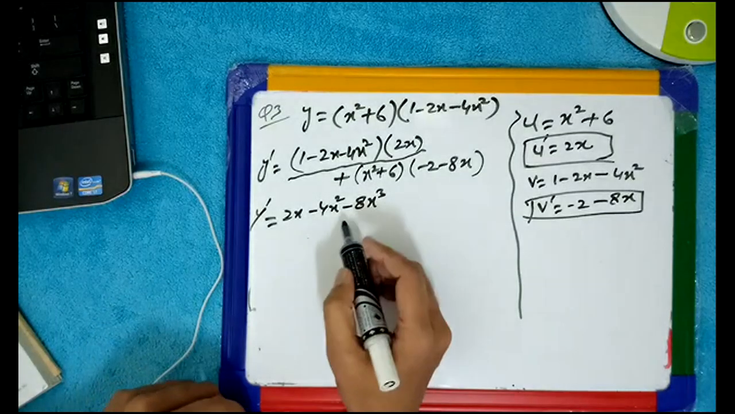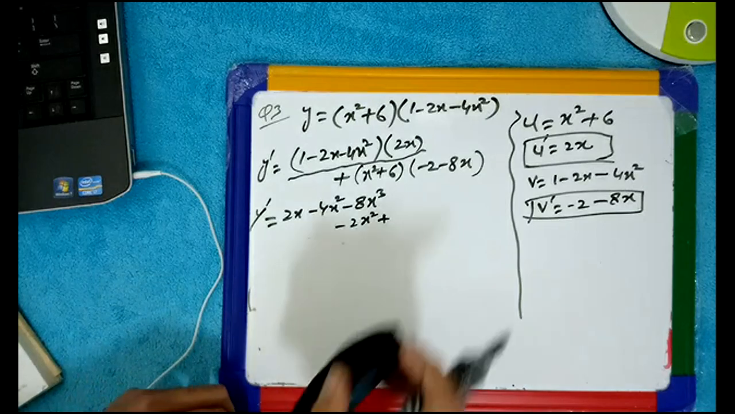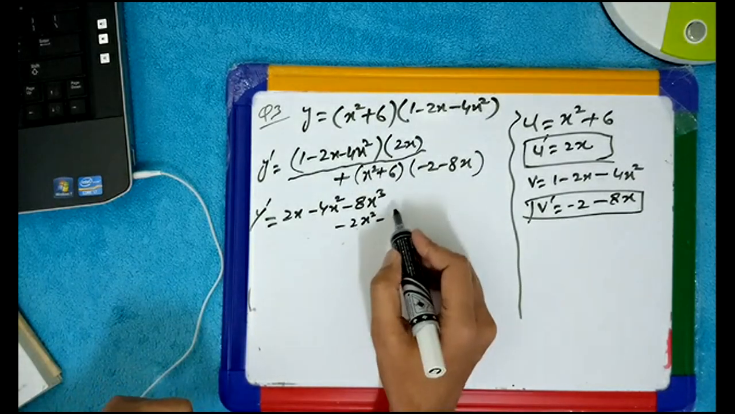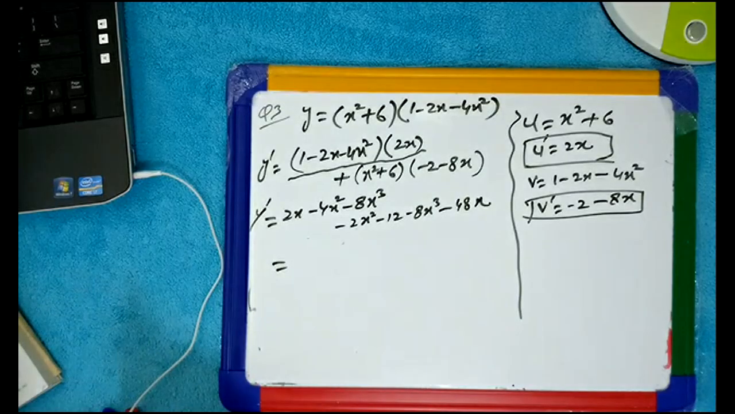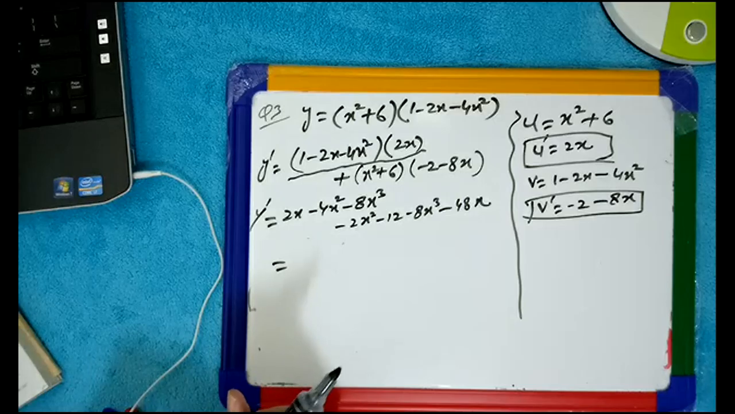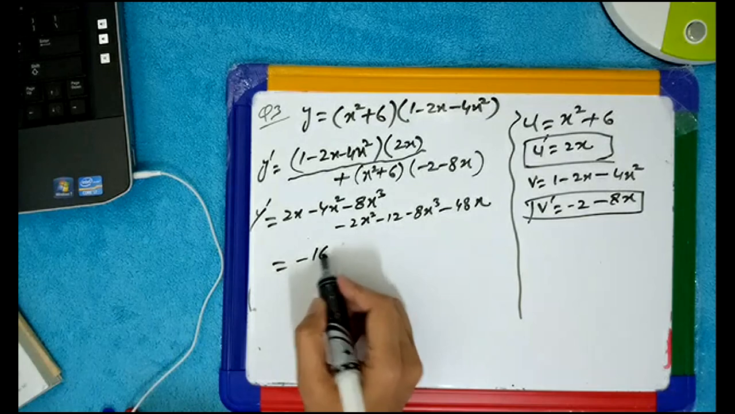We just multiply the brackets, right? So minus 2x squared plus 12, not minus 12. So minus 12. Then minus 8x cubed, minus 48x. Yes, next step. How many x cubed? There's 2x cubed. So what is the answer? Minus 16x cubed. Yes, I forgot about the minus. Okay, next.